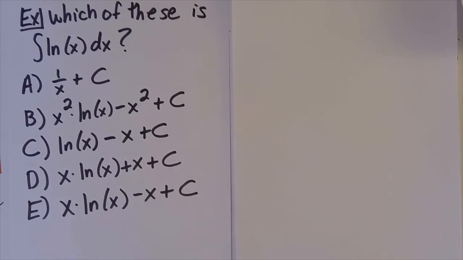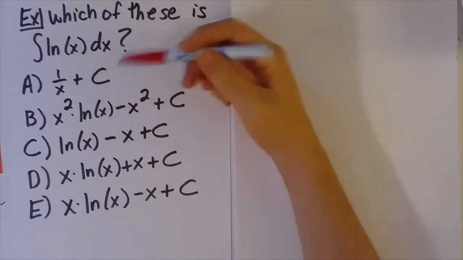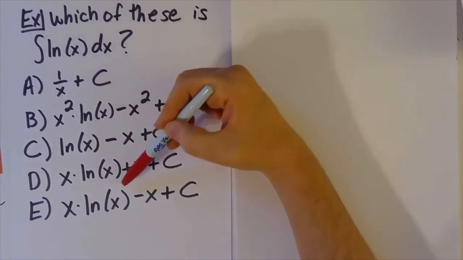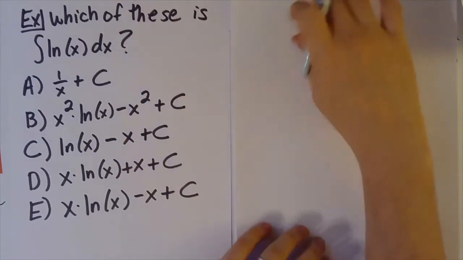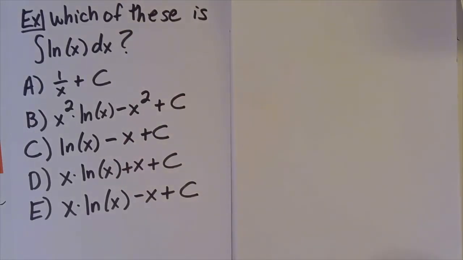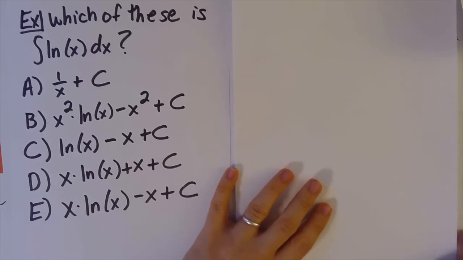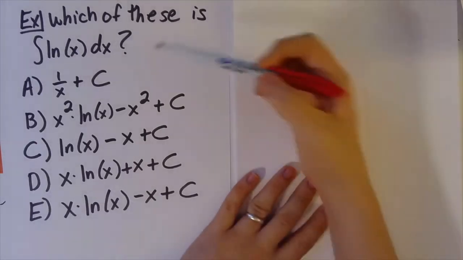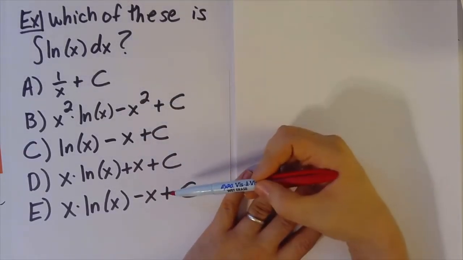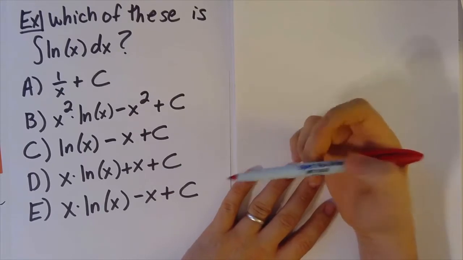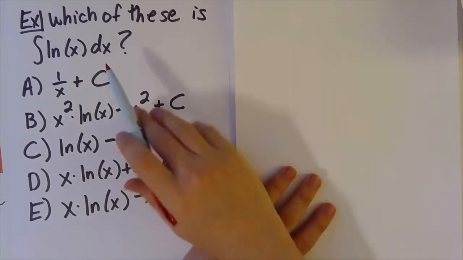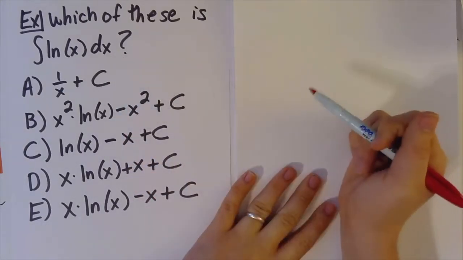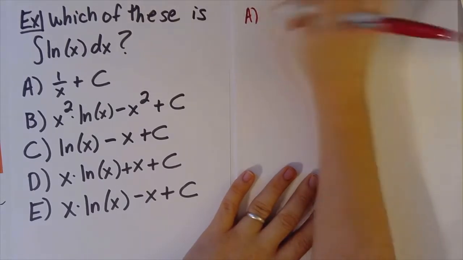And of course, as we get smarter at doing this, you might be able to guess more quickly which one it is. So you certainly don't have to start at A and work your way down, but you can if you want. Okay, so let's start. All I'm trying to do here is figure out which of these 5 options has derivative natural log of x. Okay, so I can look at A first.